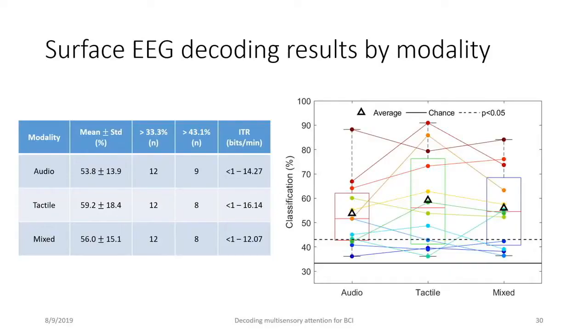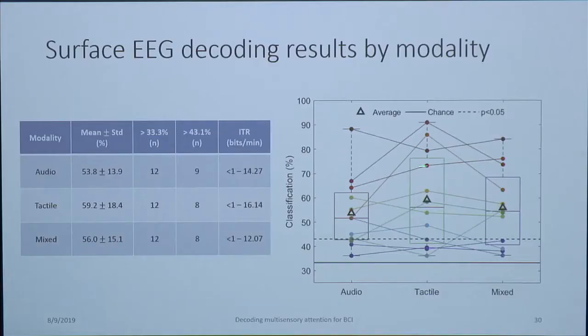And for the EEG, when we are trying to decode attention, we got these very interesting results. First of all, the same layout here. Each column represents each modality, and each dot and each line represents each subject. And we can see the average of the three modalities is actually comparable.